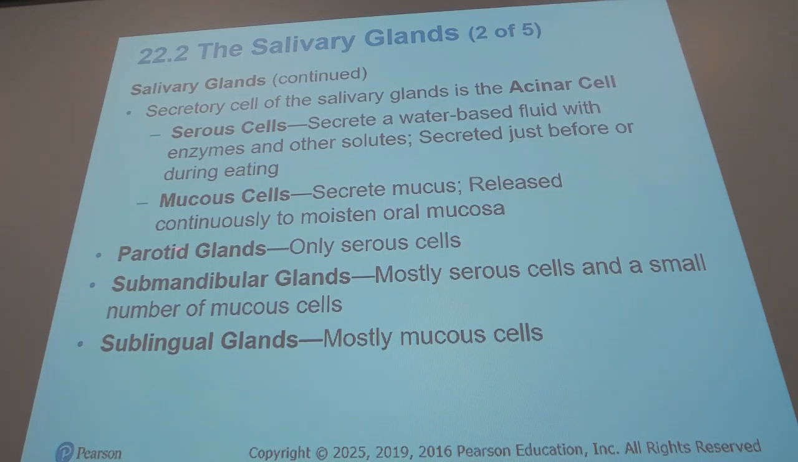Your submandibular glands have mostly serous cells and a small number of mucus cells. So in this case, the saliva is going to be more watery than thick. And the sublingual glands have mostly mucus cells. So the gland that secretes the thicker saliva is going to be the sublingual glands.